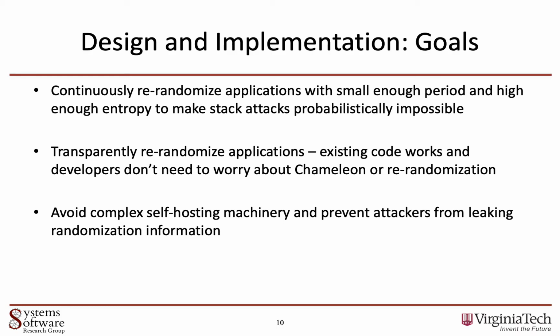Chameleon should also transparently re-randomize applications. So existing code written in C and C++ should just work as is. Developers shouldn't need to worry about whether or not their application will be running under Chameleon's control. Finally, Chameleon should avoid complex self-hosting machinery and also be strongly isolated from the target application in order to prevent attackers from leaking randomization information.